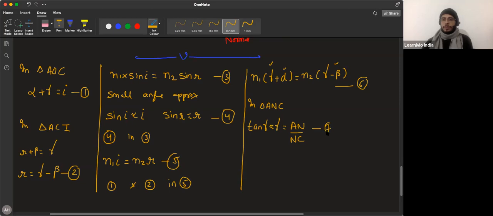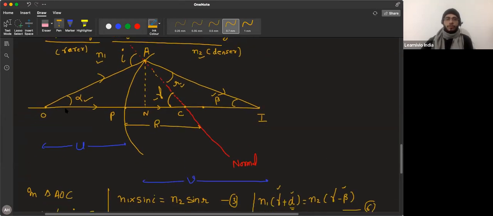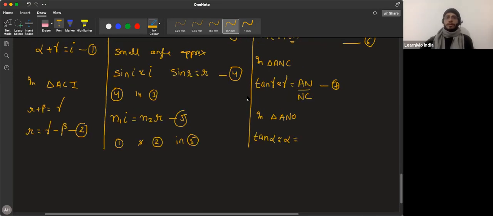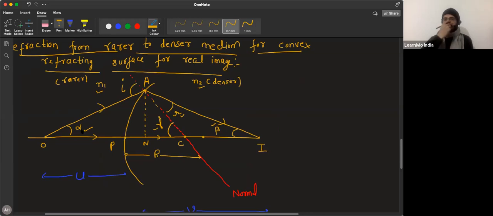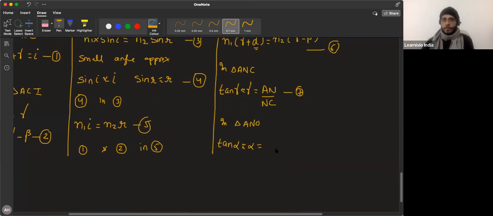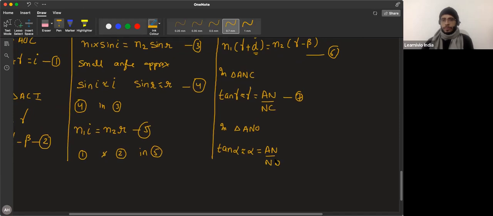Similarly, say this is my equation. Similarly, I need the value of this alpha. For alpha, I will use this triangle ANO. In triangle ANO, can you tell me how much is tan alpha? Sanya, how much is tan alpha in terms of ratio of sides? Sanya, is this a right angle triangle? AN by ON, very good. AN by ON. So this is AN by NO. This is the equation.